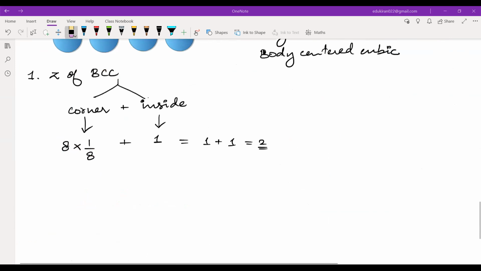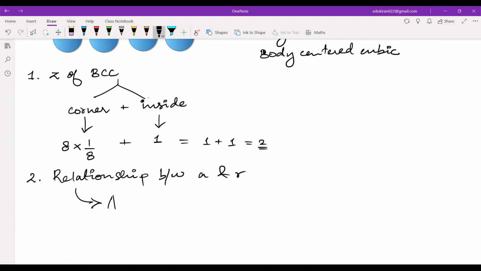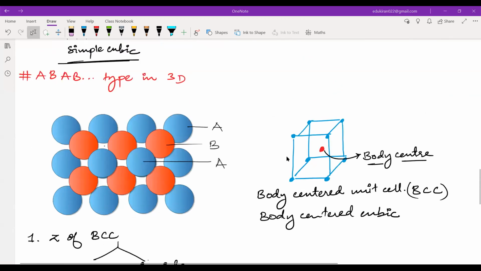Okay, let us find the relationship between A and R. So for the relationship, you have to remember the word atoms touch, right? All of you remember, you have to see the atoms which are touching each other. Yes or no?